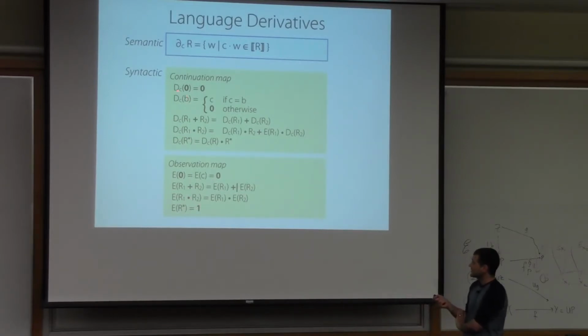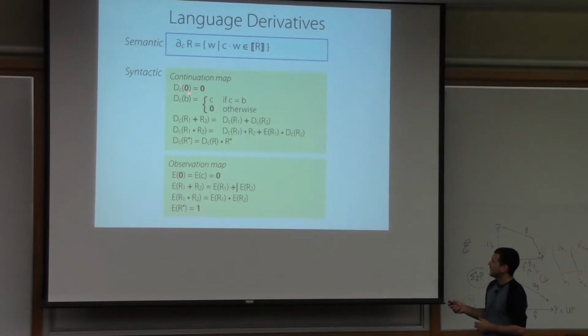So now to go up to our syntactic derivative, we can again just go case by case. And remember, what we're trying to do is build up a regular expression that describes all the strings that are left in the input expression after removing a C. So just going case by case, if we start with 0, then 0 certainly doesn't contain C. So there are no strings left after removing a C, and so we just produce 0.